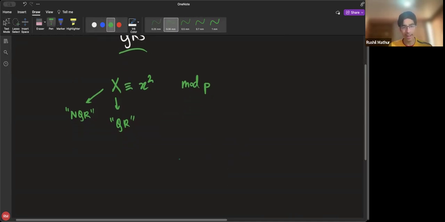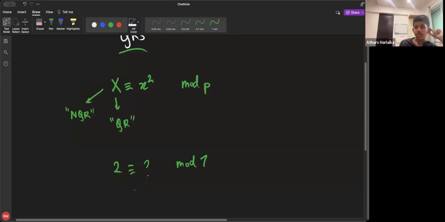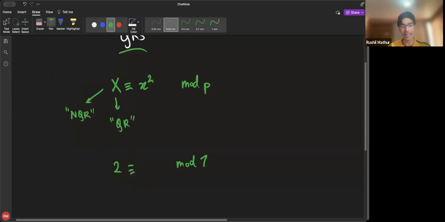So let's say we're working mod 7. Is 2 a quadratic residue? That's the question. Yeah, 2 is 3 squared because 3 squared is 9, which is the same as 2 mod 7. So 2 is indeed a quadratic residue. But if we worked mod 5 instead, then, unless I'm messing something up, I should just be able to say that 2 is not a quadratic residue.